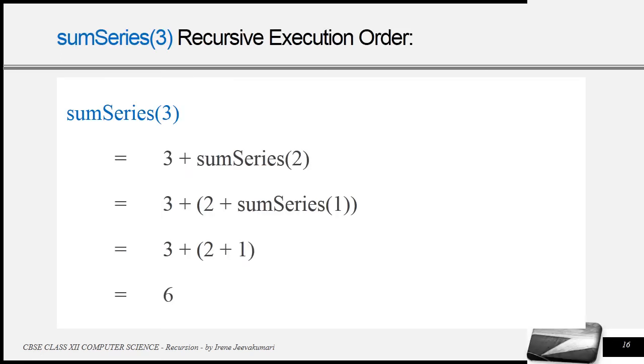Let us see the SumSeries recursive execution order. The function SumSeries was invoked with the argument 3. So it has returned 3 plus SumSeries2. The function SumSeries2's invocation has returned 2 plus SumSeries1. The function SumSeries1's invocation has returned the value 1. So 1 plus 2 becomes 3 and 3 plus 3 becomes 6. So the value 6 is returned by the function SumSeries with the argument 3.